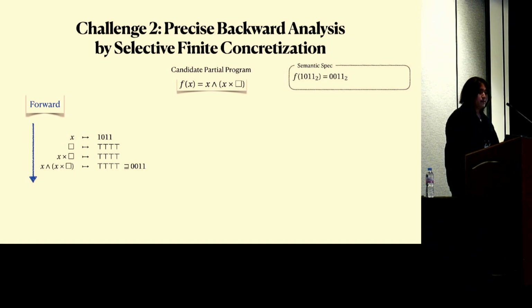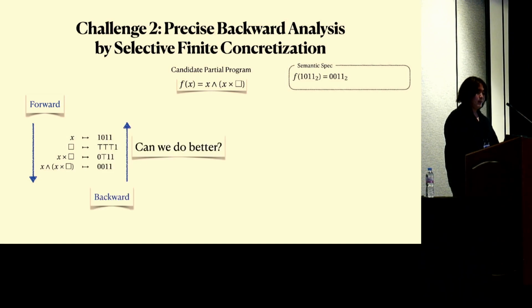Let's consider this partial program with forward analysis result. Except for the input value x, the abstract values are top due to the presence of the hole. With backward analysis, we can obtain the necessary preconditions for the incomplete parts that contain the hole. However, the question is, how can we obtain more precise conditions?